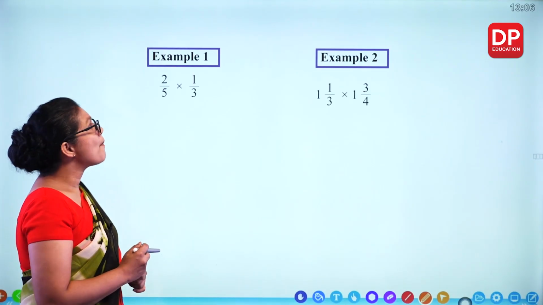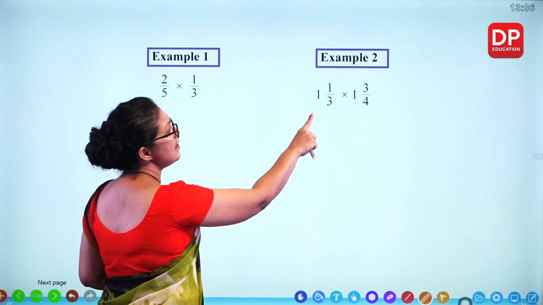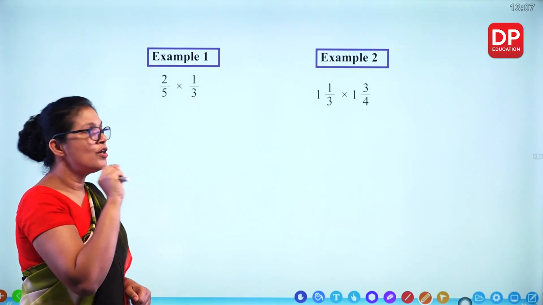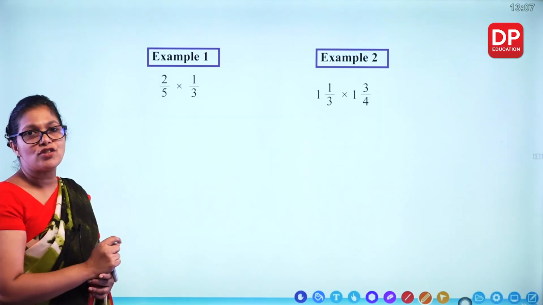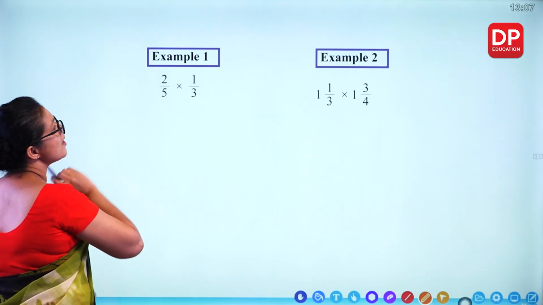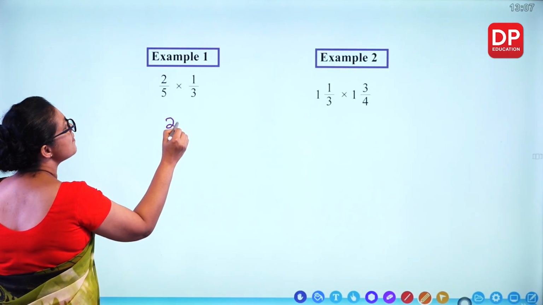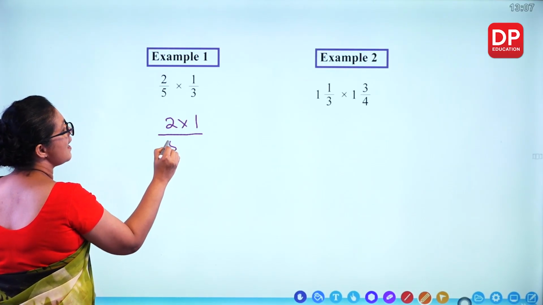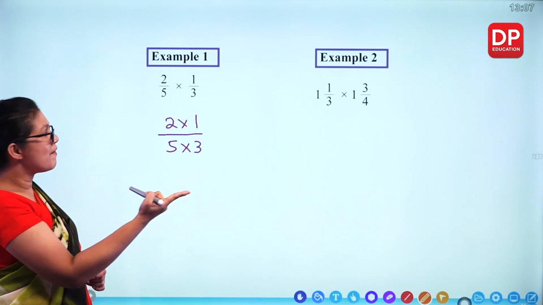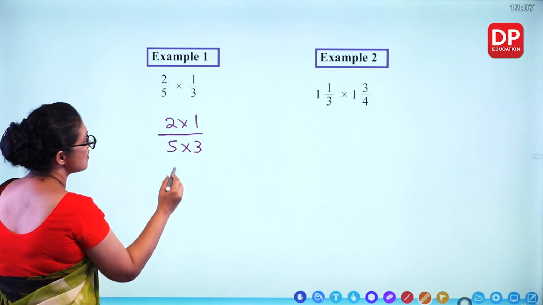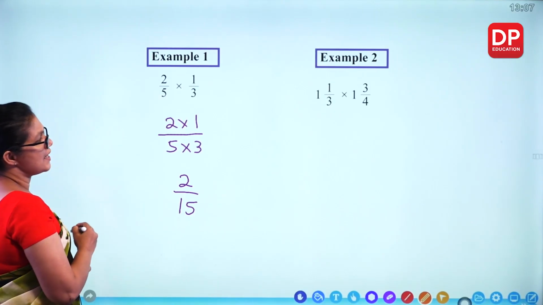Now we'll look at example 1. So this is fraction multiplication. And here, what's the difference in example number 2? You get a mixed number. Here, just improper fractions. We'll take this one. So what is the first step when you are multiplying fractions? Multiply the numerator separately and then the denominator separately. See whether you can simplify. You can't do that, then just multiply. 2 times 1 is 2. 5 times 3 is 15.